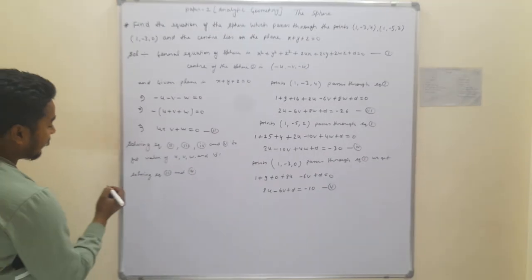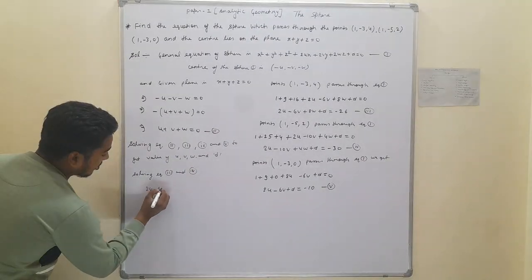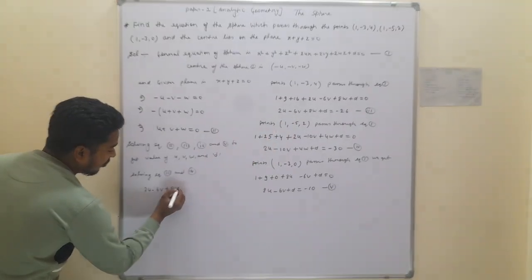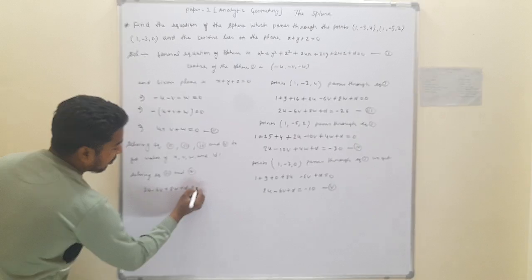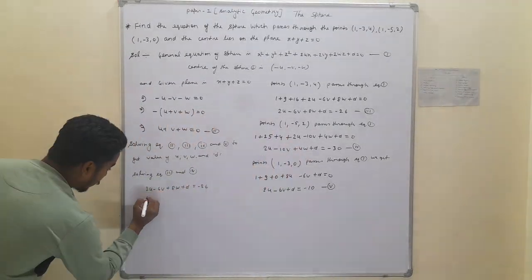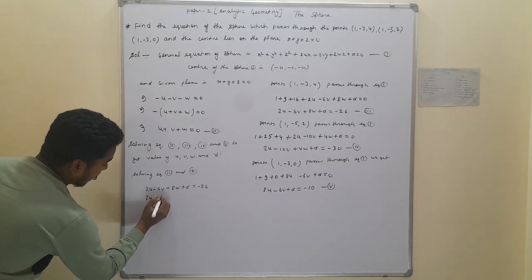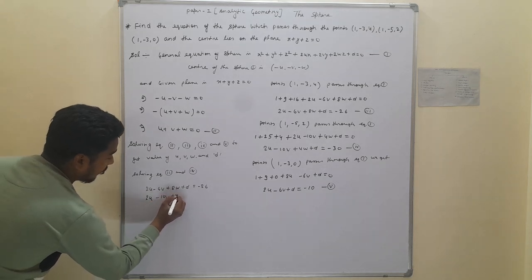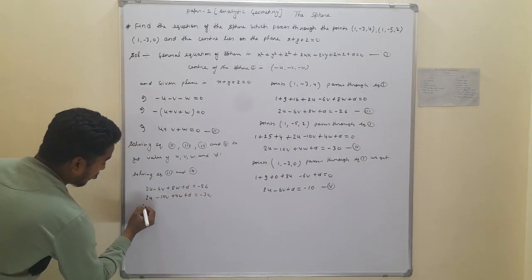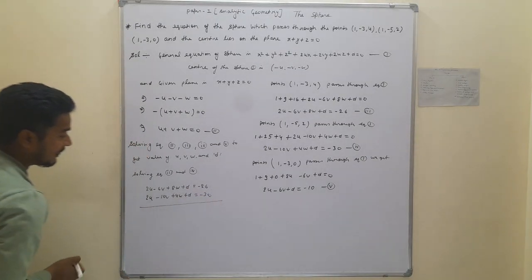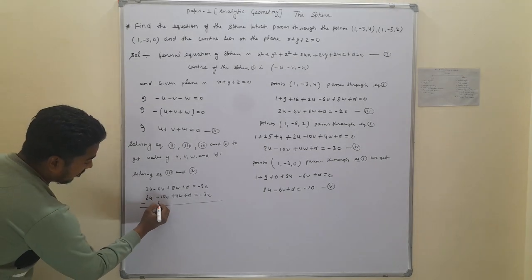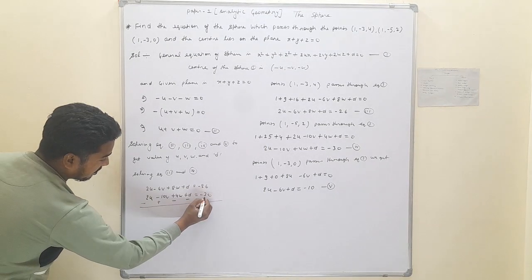Equation third is given by 2u minus 6v plus 8w plus d is equal to minus 26, and equation fourth is given by 2u minus 10v plus 4w plus d is equal to minus 30. We have to solve. First we have to change the sign here. On changing sign, this is minus, this is plus, minus, minus, this is plus.